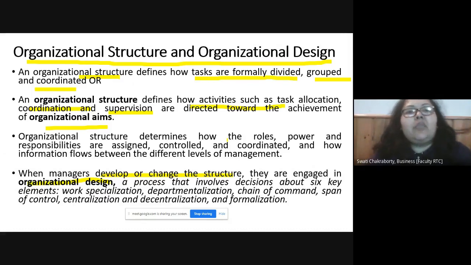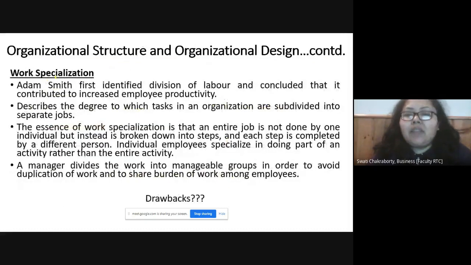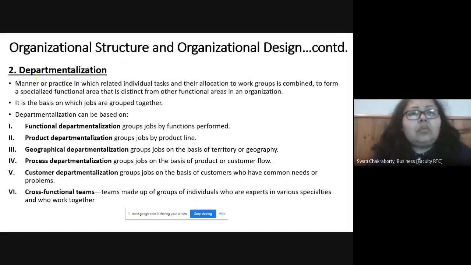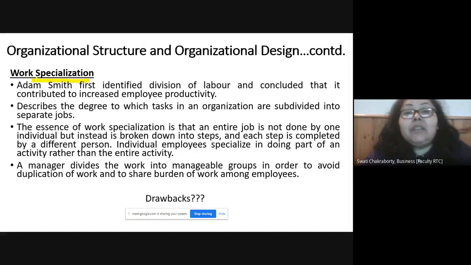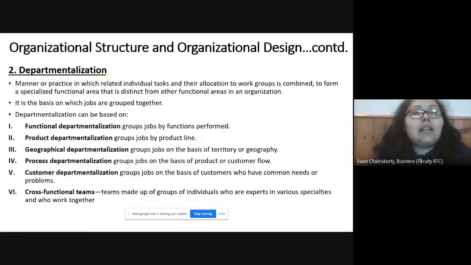Okay. Now, when we talk of organizational structure, there are certain factors which have to be taken into consideration. First comes work specialization, where we have human resources being employed based on their skills, and according to it, they are divided into different departments. So, when we say work specialization, division of labor comes into play, which helps to increase employee productivity.